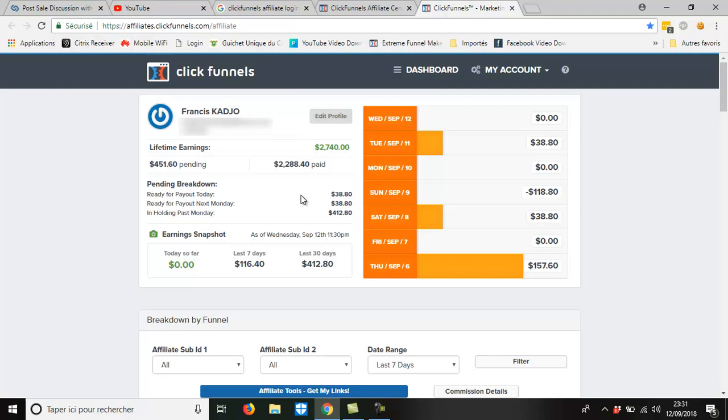So there are some days I'm making over 100 per day, and there are some days that, like this one, there was a refund here, okay, and the day before that I made $38, and yesterday I made $38.80.